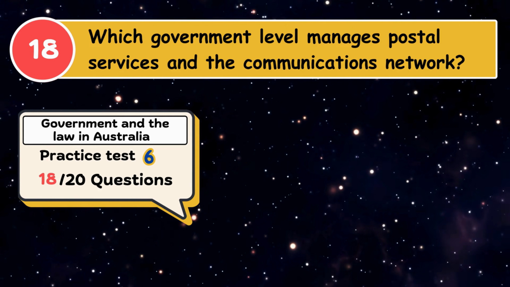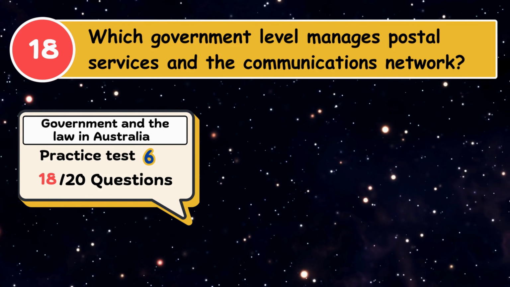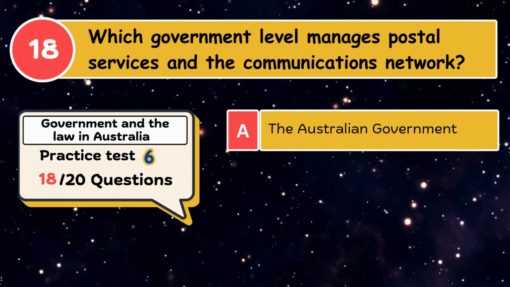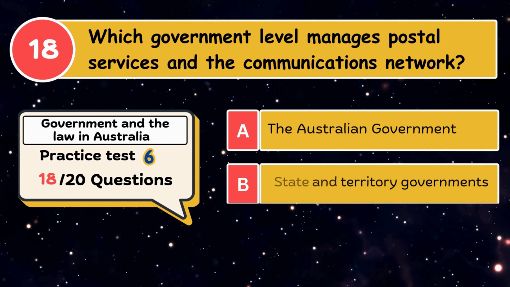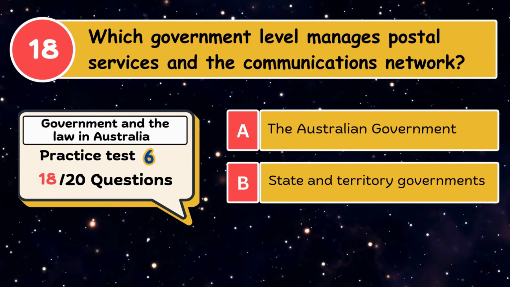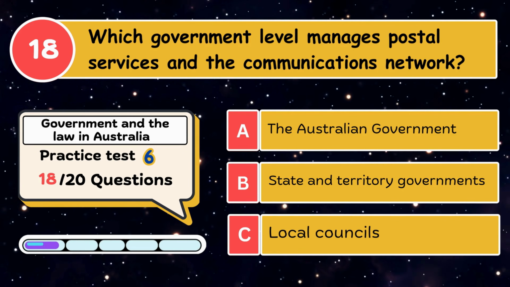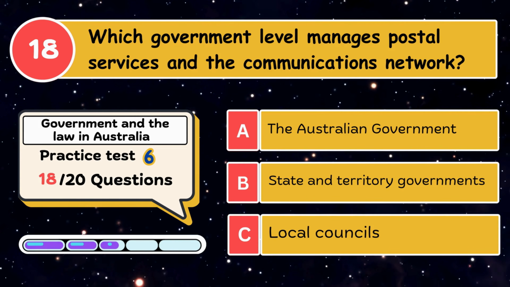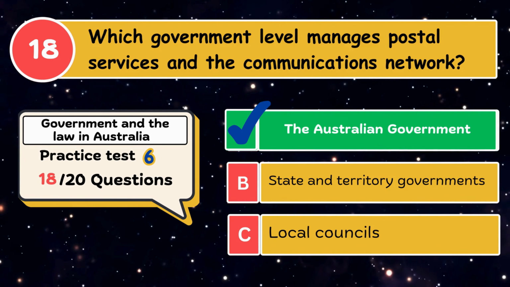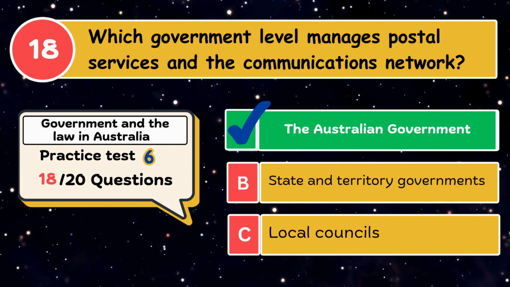Which government level manages postal services and the communications network? A. The Australian government. B. State and territory governments. C. Local councils. The correct answer is the Australian government.